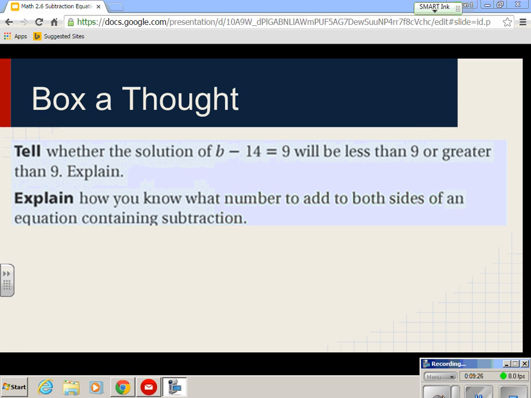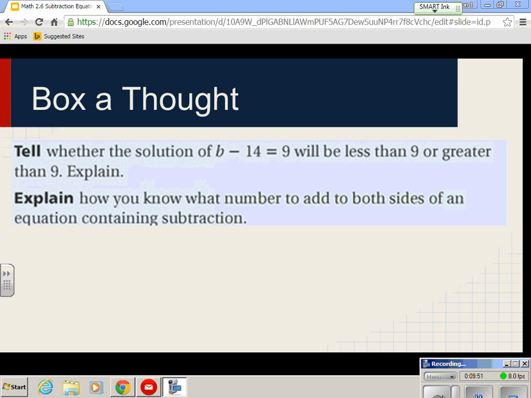All right, so we've made it to our box of thought. I want you to complete these 2 problems and then box it off. That's why I call it a box of thought. So number 1 says, tell whether the solution of b minus 14 equals 9 will be less than 9 or greater than 9. So will b be a number that's larger than the number 9 or less than the number 9? Without even trying to solve it yet, see if you can explain your reasoning.